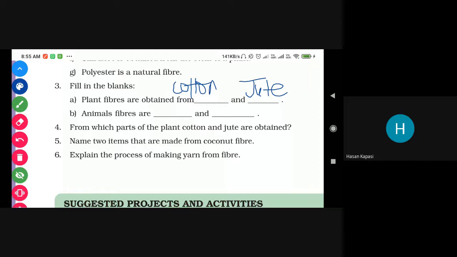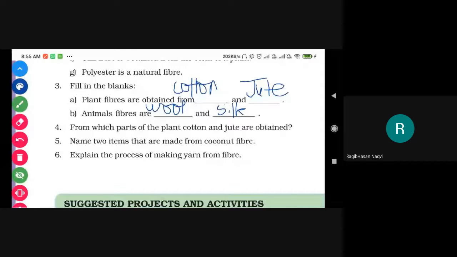Okay. Animal fibers are and. Wool and silk, ma'am. Okay, beta, you are doing very good. I like when you answer the questions.